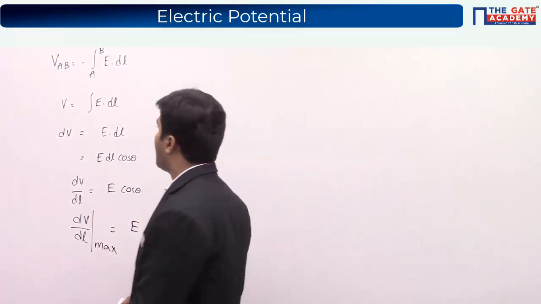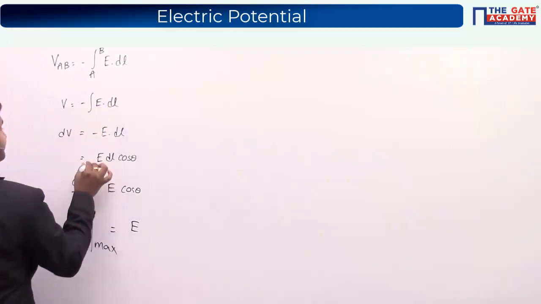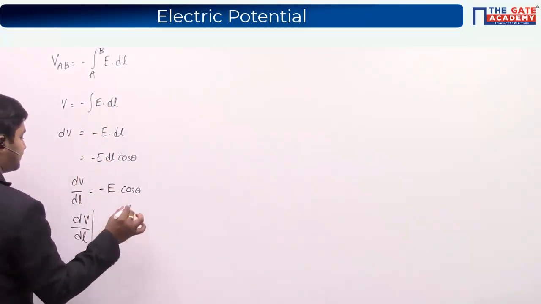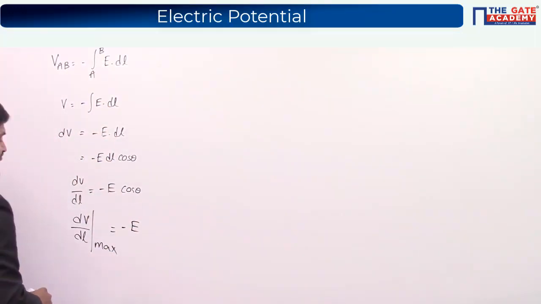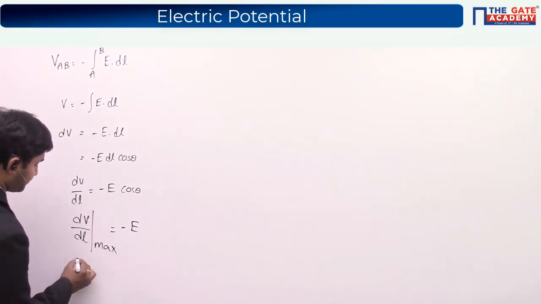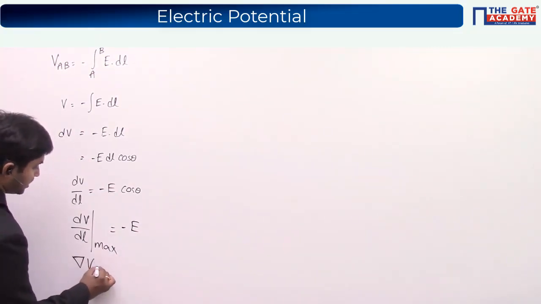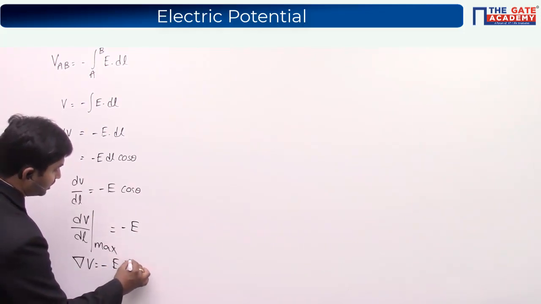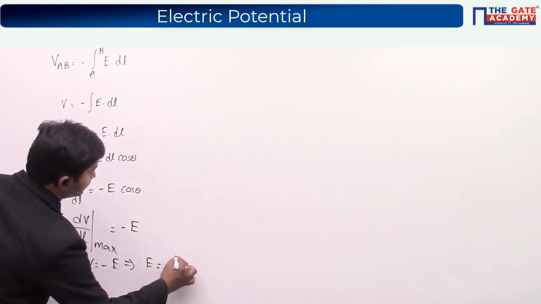But yes, now I wanted to include the minus sign. So what I can say is that the gradient of V is going to be minus E, or E will be equal to minus the gradient of V.